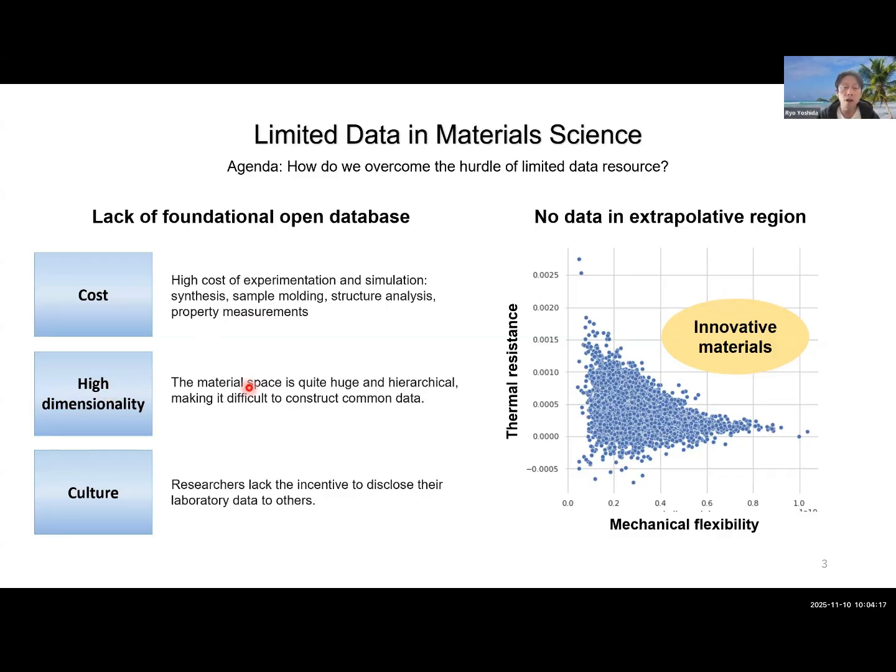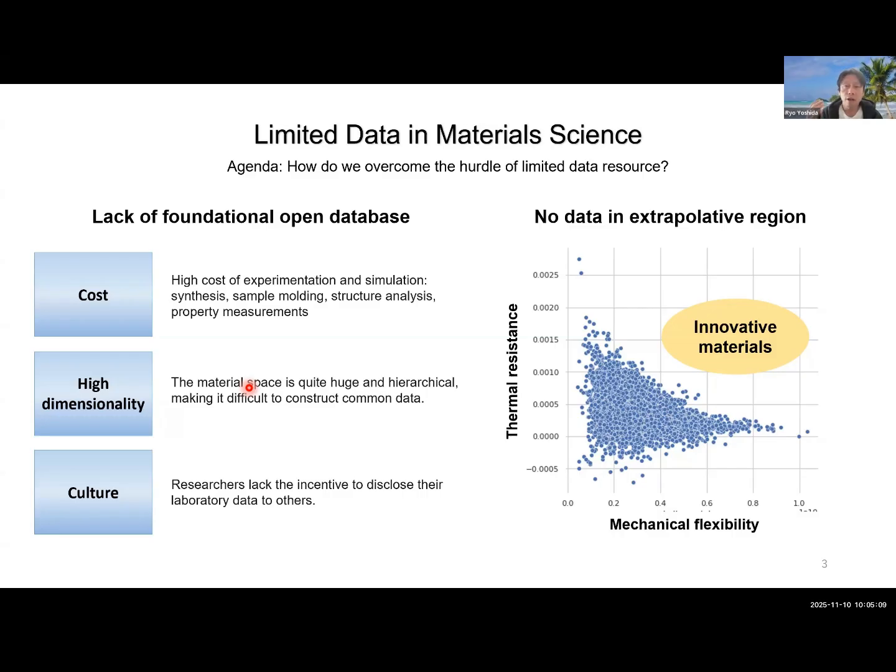Material spaces are generally quite huge and also hierarchical. Such a high dimensionality nature makes it difficult to construct a common data set because the researchers' interest is highly biased in a specific local region in the entire material space. Another reason comes from the culture. In general, researchers lack the incentive to disclose their laboratory data to the open science community, and this is a cultural issue. So it might be difficult to overcome such an issue within a short time period.